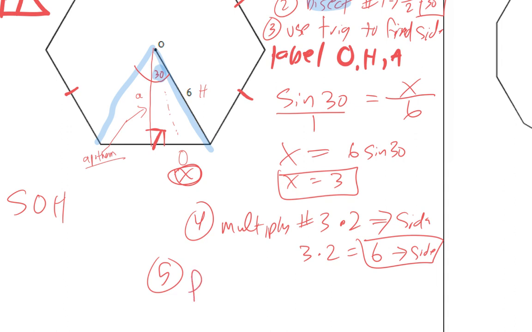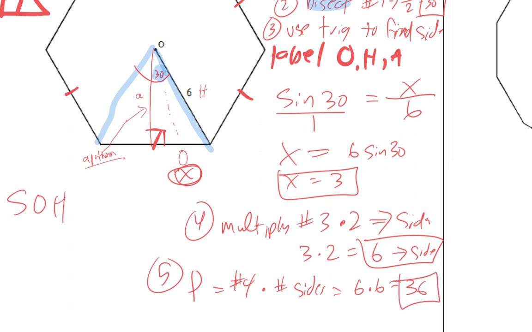The perimeter is equal to the length of one side times the number of sides. Actually, instead of saying 6, let's just say whatever we get from number 4, so number 4 times the number of sides. Number 4 was 6, times the number of sides, which also was 6, equals 36. So 36 units is our perimeter.